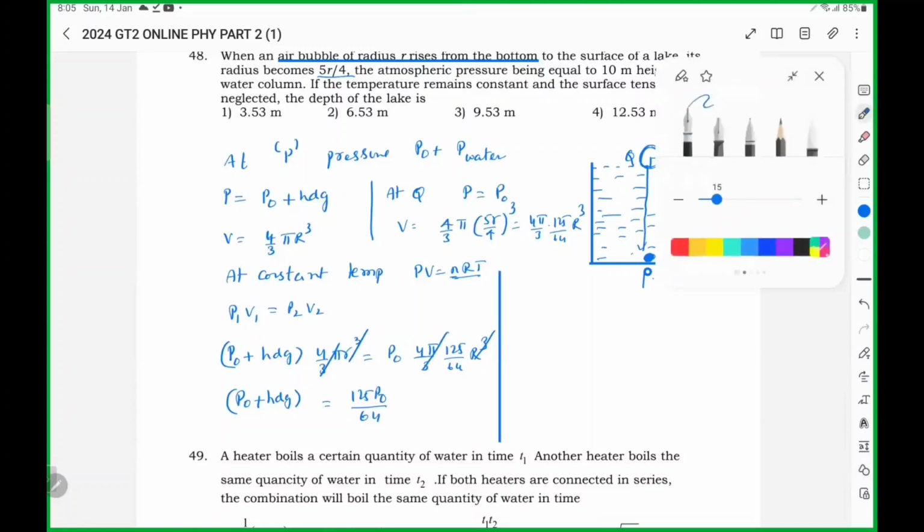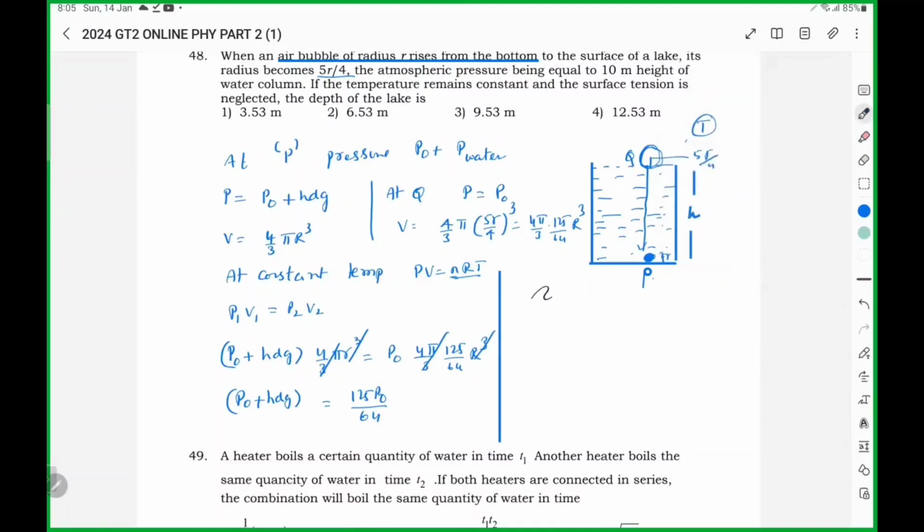So here, further simplification: 125 P naught by 64 minus P naught equals hρg. This pressure is 10 meters height of water column. Density of water is 1000 kg per meter cube, so hρg is 10 power 5. P naught into 64 is equal to 10 power 5.